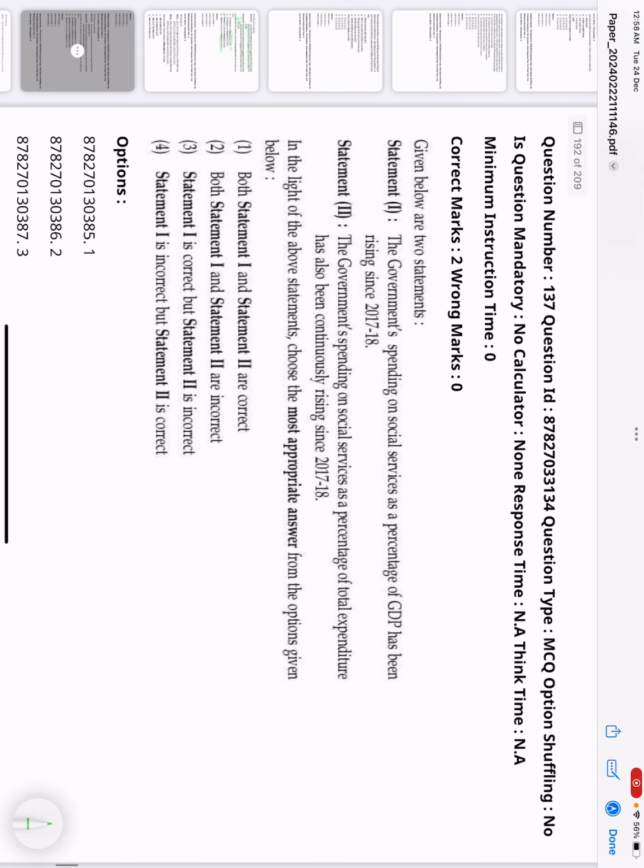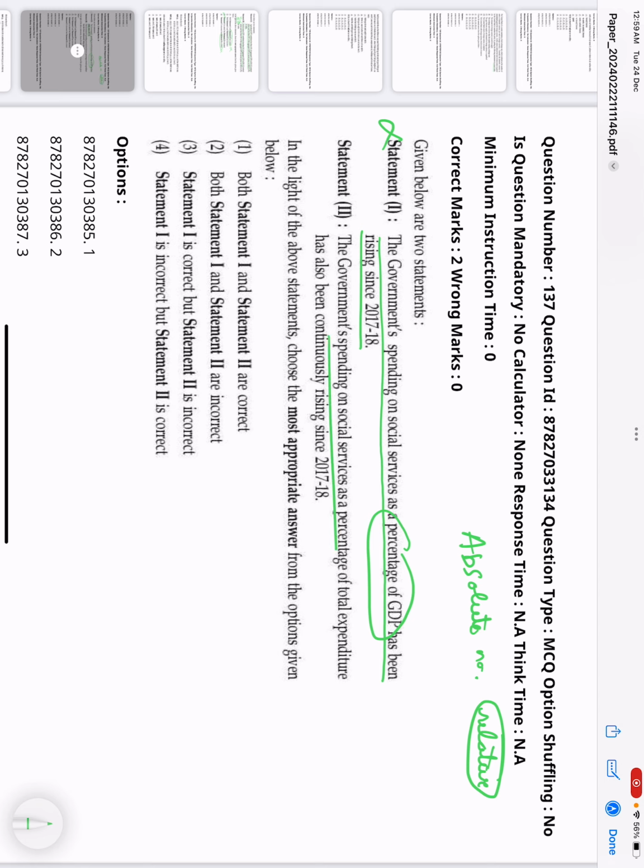Okay. The government's spending on social services as a percentage of GDP has been rising since this. As a percentage of GDP, it is very difficult to rise, because even if the GDP is growing, the growth in percentage would be very different. So there's a difference between absolute number and relative. The relative growth is very difficult to take place. So this statement is false.